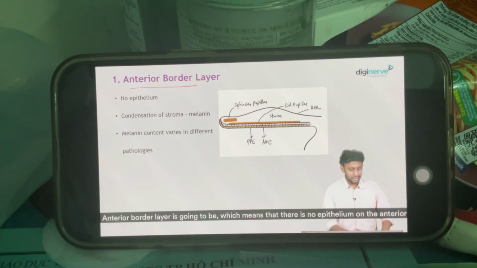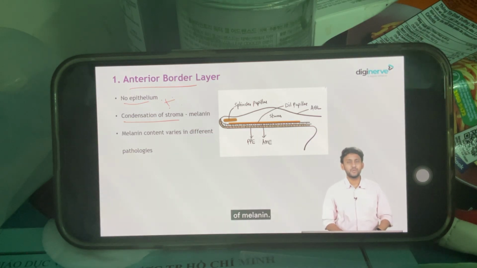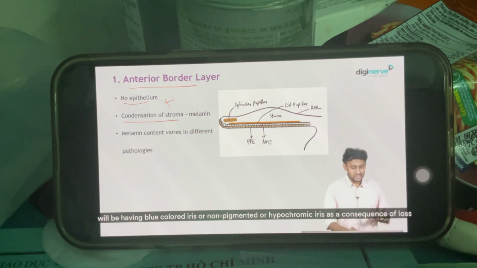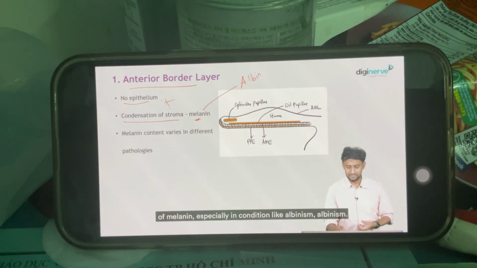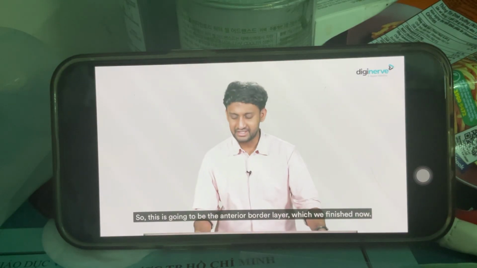Anterior border layer is going to be, which means that there is no epithelium on the anterior part of the iris. So it's an anterior epithelium-less layer. Nothing but a condensation of stroma or condensation of melanin. That is why in any pathologies where there is going to be a loss of melanin, the patients will be having blue-colored iris or non-pigmented or hypochromic iris as a consequence of loss of melanin, especially in conditions like albinism. And the melanin content will vary in different pathologies accordingly. So it's going to be the anterior border layer, which we finished now.